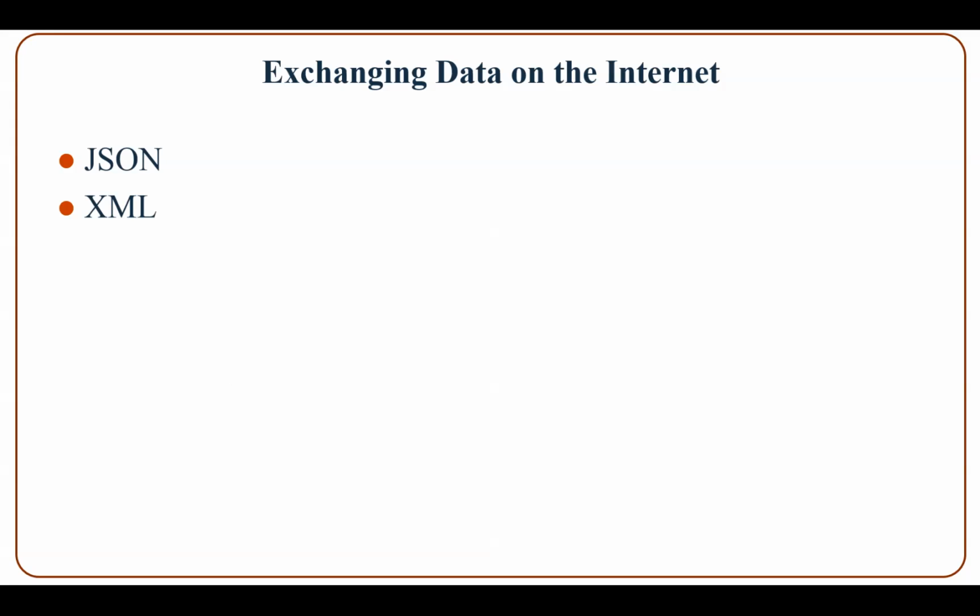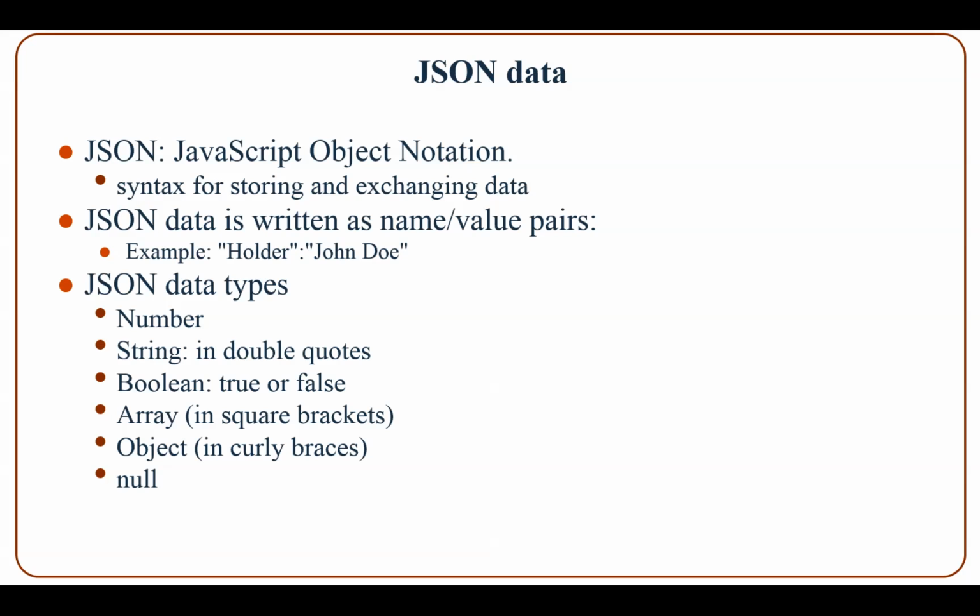In this section, we talked about exchanging data on the internet. We talked about JSON data and XML data. JSON stands for JavaScript Object Notation. It is a syntax for storing and exchanging data. JSON data is written as name-value pairs. For example, in this pair, holder is the name and genre is the value.